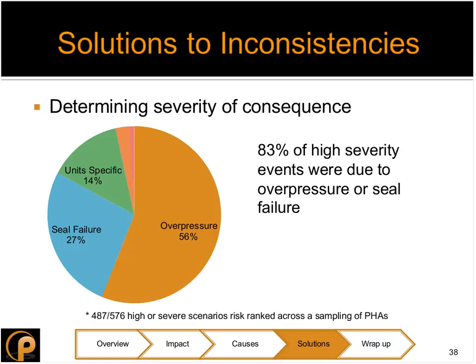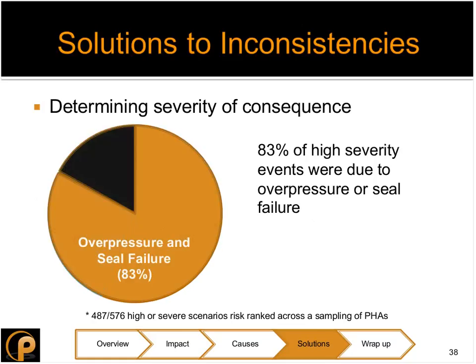Now, to try to come up with a summary of these consequences, I looked across a few hundred higher severity scenarios risk ranked in multiple PHAs, different facilities, different types of units. What I found is the vast majority, 83% of them, fall into two different groups: overpressure of vessels, equipment, and piping, and seal failures of pumps. These almost fit perfectly within your 80-20 rule of the number of scenarios you're going to see. So if we can address these two scenarios, we can address 83% of the high severity consequences we're going to see in a PHA, and we can get those consistent.